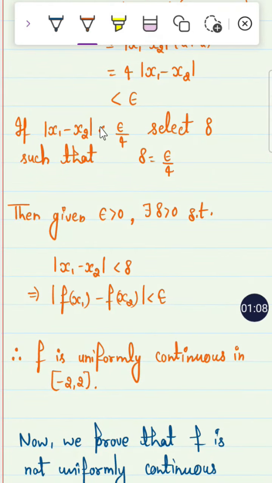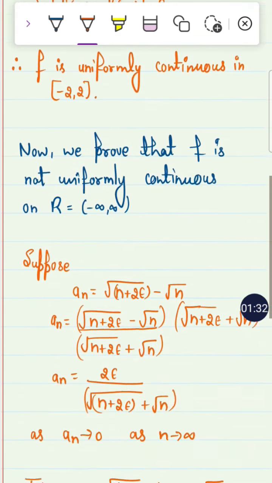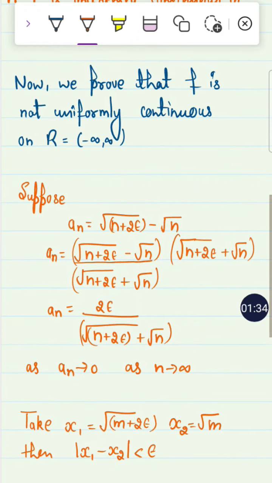Now, if we consider |x1 - x2| < ε/4, taking δ = ε/4, then given ε > 0, there exists δ > 0 such that |x1 - x2| < δ. Because δ is dependent only on ε, this gives that f is uniformly continuous on the closed interval [-2, 2]. It is uniformly continuous on any interval [a, b], right?